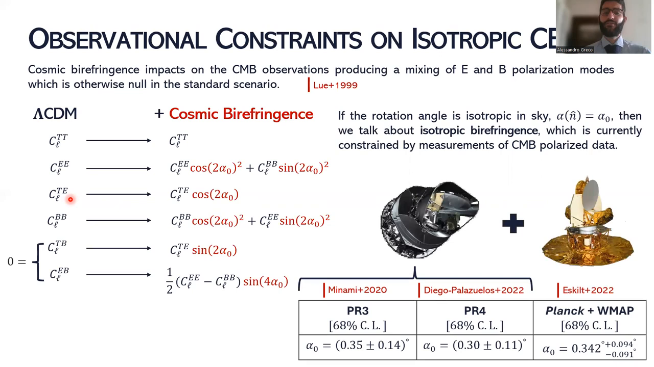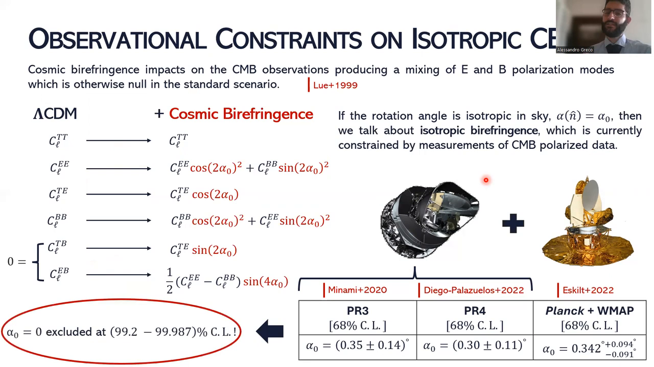Cosmic birefringence modifies them because it induces an extra term and, for example, produces a non-vanishing value for the cross-spectra that are parity-breaking in the standard scenario, that is, the cross-correlation between B modes and the other fields. Of course, if you set alpha zero equal to zero, you find again the standard result. And so you can use the Planck data or WMAP data, as in this case, in order to constrain alpha zero. Here I'm reporting the most recent results of this kind of analysis. And you can see that alpha zero equal to zero is excluded at the 99% confidence level.